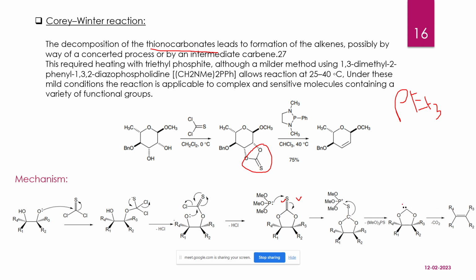What will happen? This type of rearrangement will happen. By the loss of CO2, we will get this type of alkene moiety.